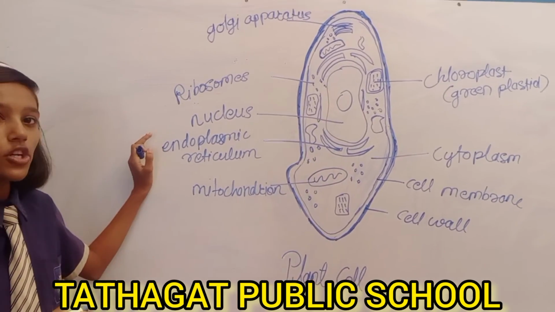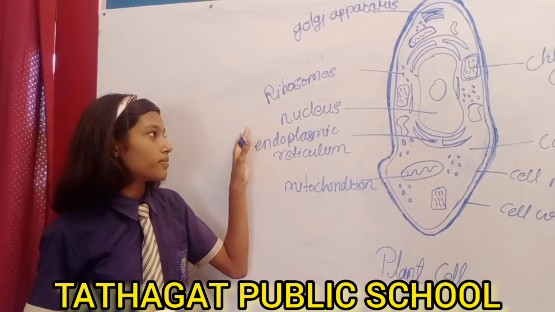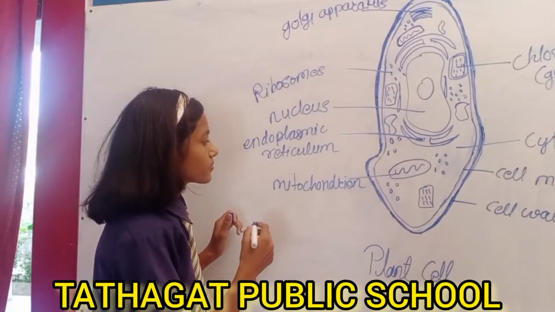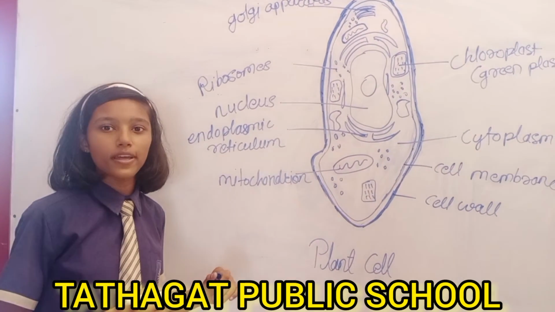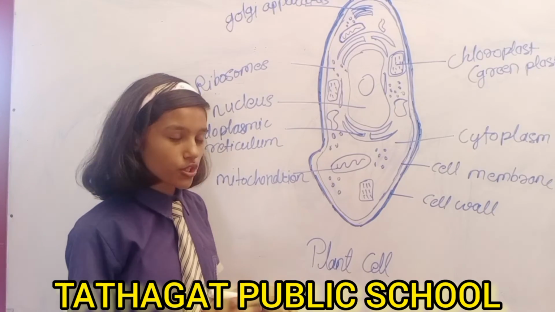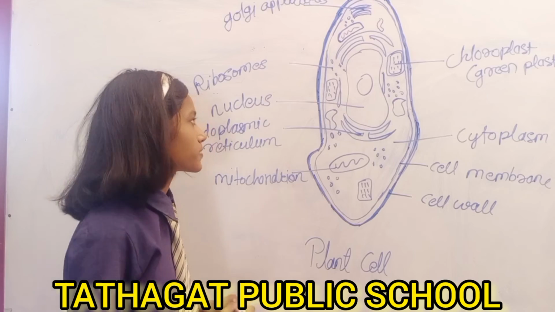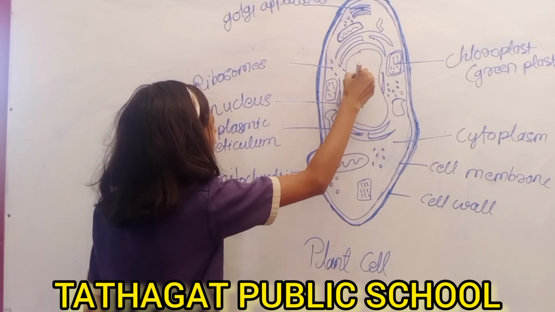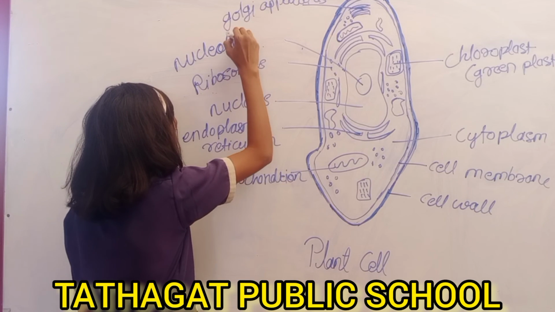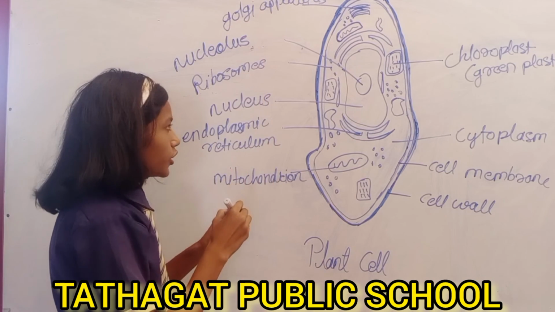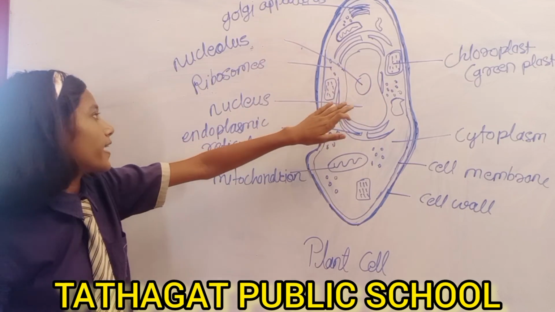Generally only one nucleus is present in the cell, but in some cases more than one nucleus is present, and there are 4 parts of the nucleus. First is nuclear membrane, second is nuclear sap, also known as the nucleoplasm, third is nucleolus, and fourth is chromosomes. This is the nucleolus. Nucleolus is a small spherical body which is present inside the nucleus.